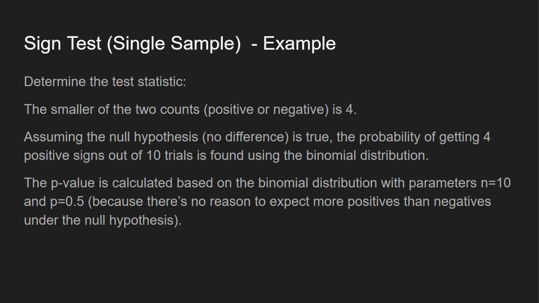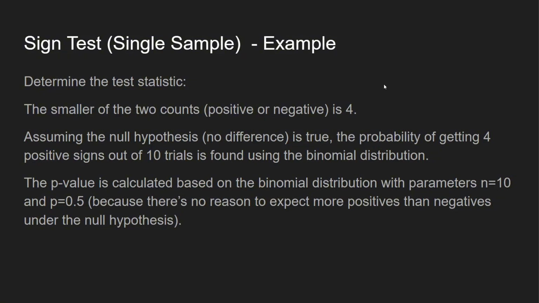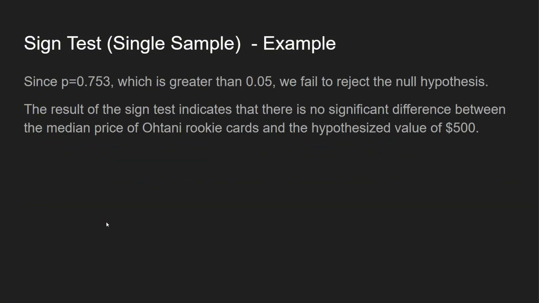Then we take a look at the binomial distribution. We have n equals 10 because we have 6 positive and 4 negative; we add these up together. Again, if a difference is 0, we don't count that. With a probability of 0.5, at the very end we get a p-value of 0.753, which is way greater than 0.05. So we fail to reject the null hypothesis. The result of the sign test indicates that there is no significant difference between the median price of Ohtani rookie cards and the hypothesized value of $500.